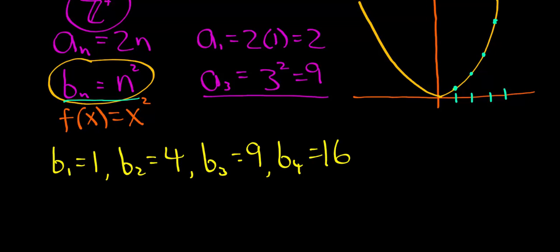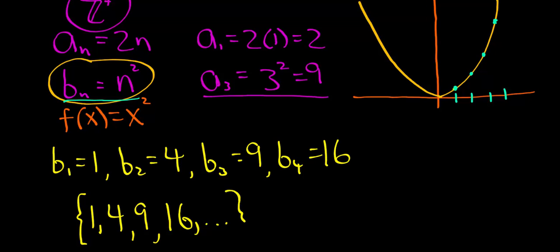If you're not given a formula, so we're not given b sub n equals n squared, sometimes you'll be given just a list of the values, like this. In other words, you don't have to have a formula to have a sequence. This is just a listing of the values. And sometimes you'll be asked to come up with a formula: if the first term is 1, the second term is 4, and so forth, you'll be asked to find that b sub n equals n squared.